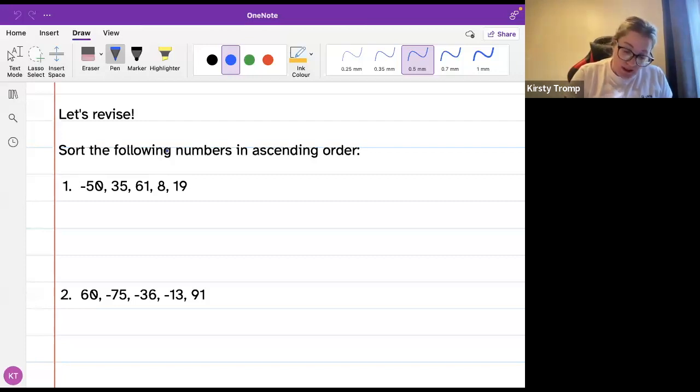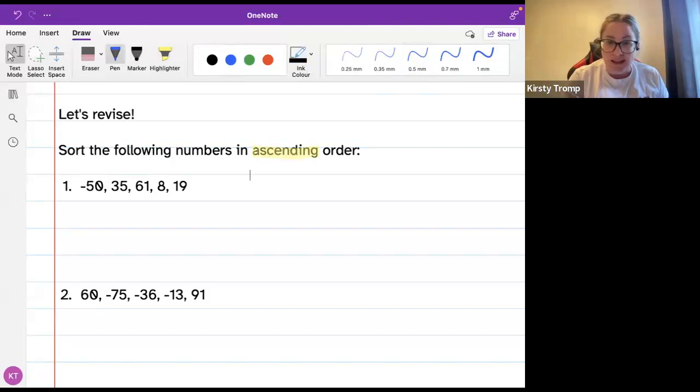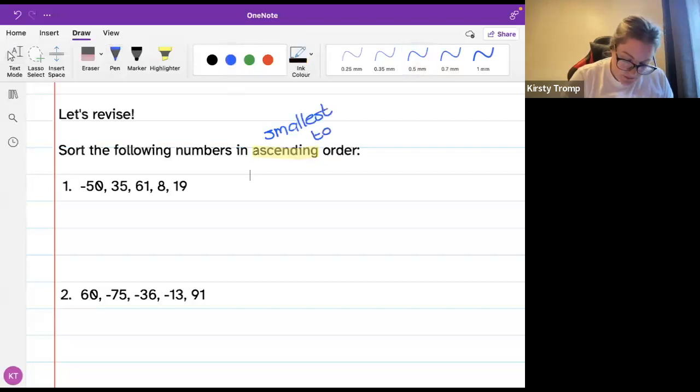So first of all, we need to make sure we understand what the word ascending means. If somebody can tell me in the chat what ascending means, that would be great. Who knows what ascending means? What does it mean when they want you to do ascending? Good. Smallest going up. So ascending means to go from smallest to biggest. All right, smallest to biggest.